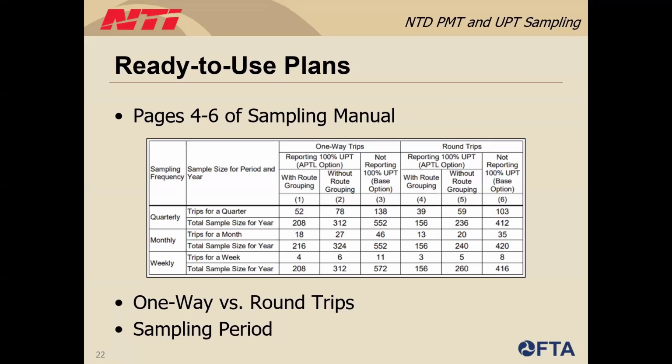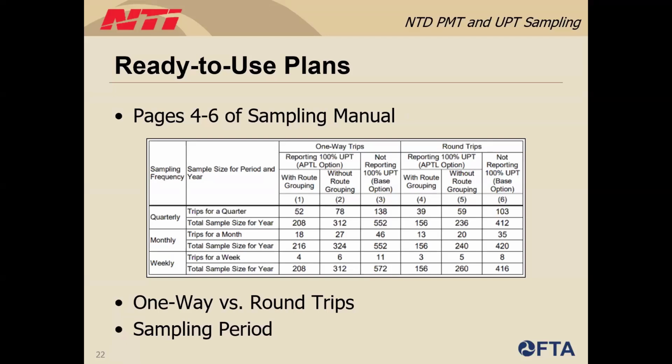The next option is whether you have 100% count of UPT or not. If not, the manual calls that the base option. If you do, that's the APTL option. Finally, you choose whether to use route grouping or not.